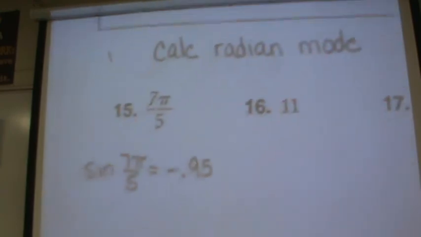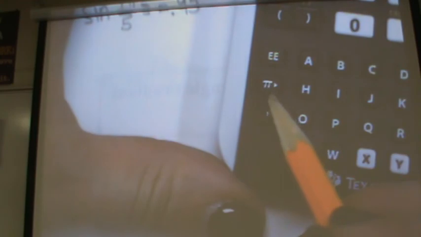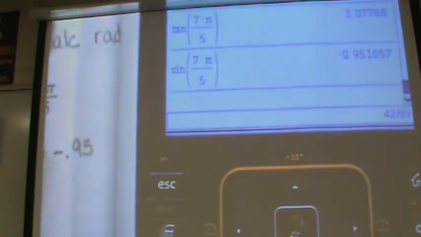Miss Audia, how do you get the pi? It's right here at the bottom, right there. See that? You're going to click on it, and then you see a window of different options. I got it. Okay.